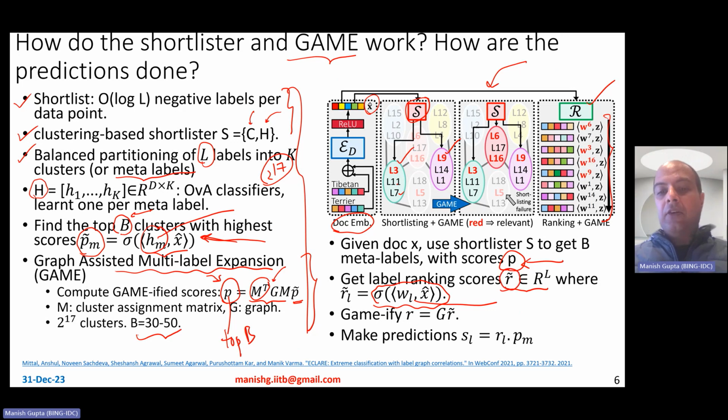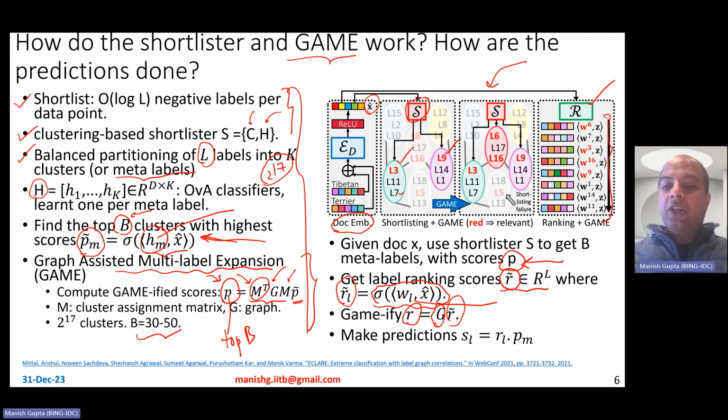Okay. Now at test time, you do not gamify the clusters. Instead, you gamify the labels. The way you gamify the labels is that you have R tilde, which is in the label space, and you multiply that by G. Remember, you don't multiply this by M transpose GM, but you multiply that by G, which is a label correlation graph, so as to get gamified label ranking scores R.